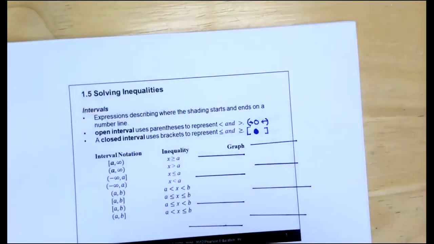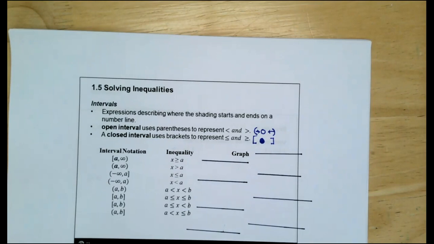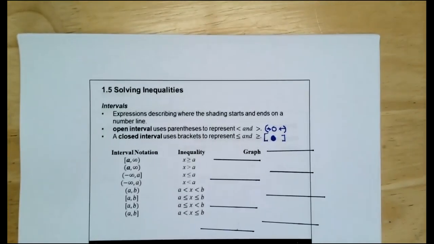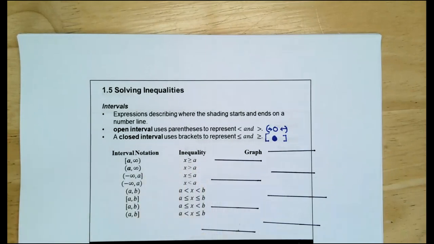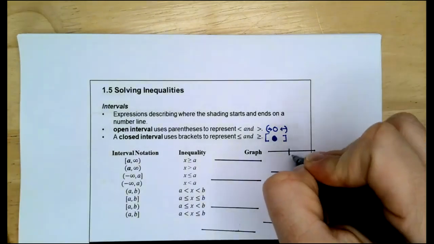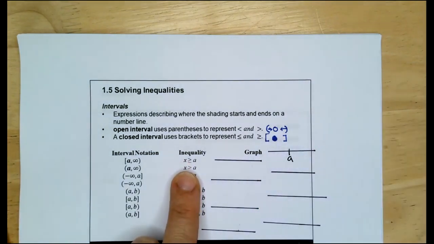Let's just say a is a number in all of this. b is a different number that is not a. If I'm talking about x is greater than or equal to a, what does that look like on the graph? I guess I need an a on my graph. So I'll start here. Here's a. x is greater than or equal to a.